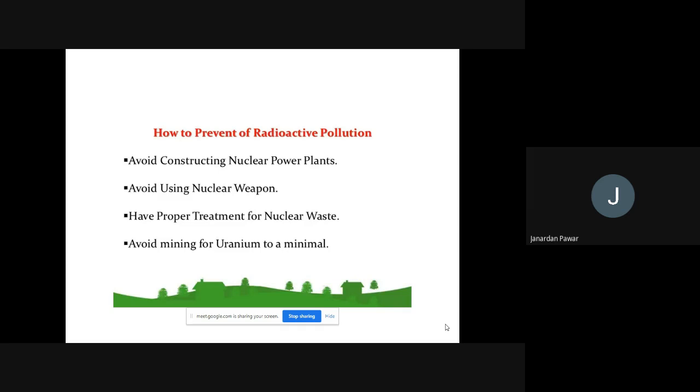Whatever pollutions we have discussed, no doubt pollutions are not good at all, as I told you at the beginning of this session. Pollutions are always bad, whatever they are. If we take proper preventive measures, that is always okay. Somebody said that prevention is better than cure. If we take proper care, it is always better. In this slide, we have seen the preventive measures of radioactive pollution in a clear manner. I hope you have understood whatever I told you in this session.